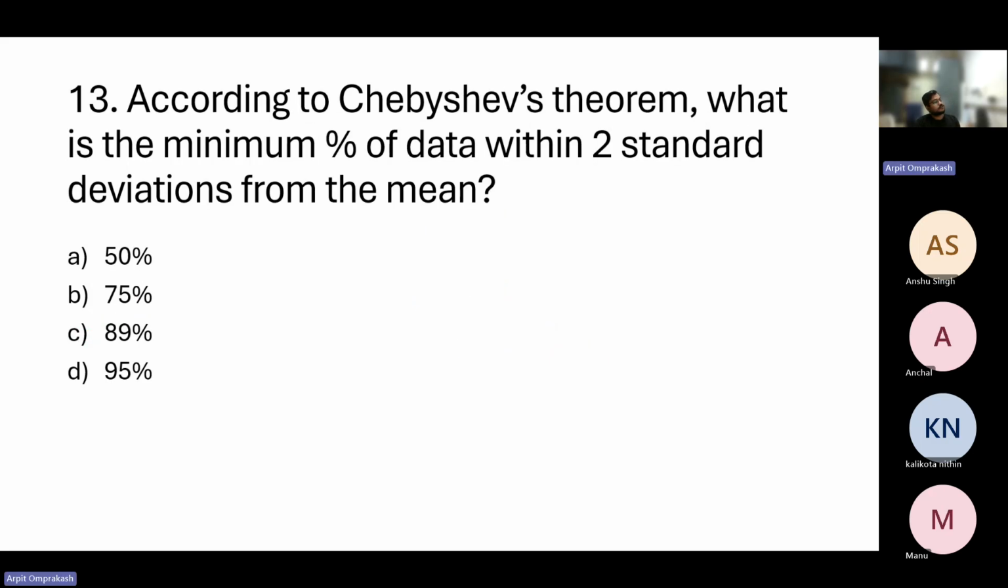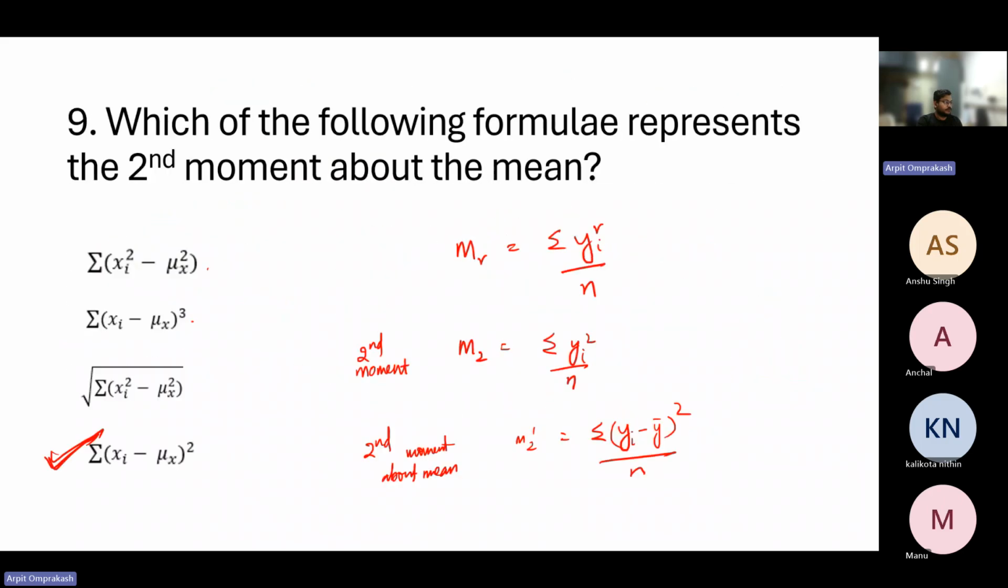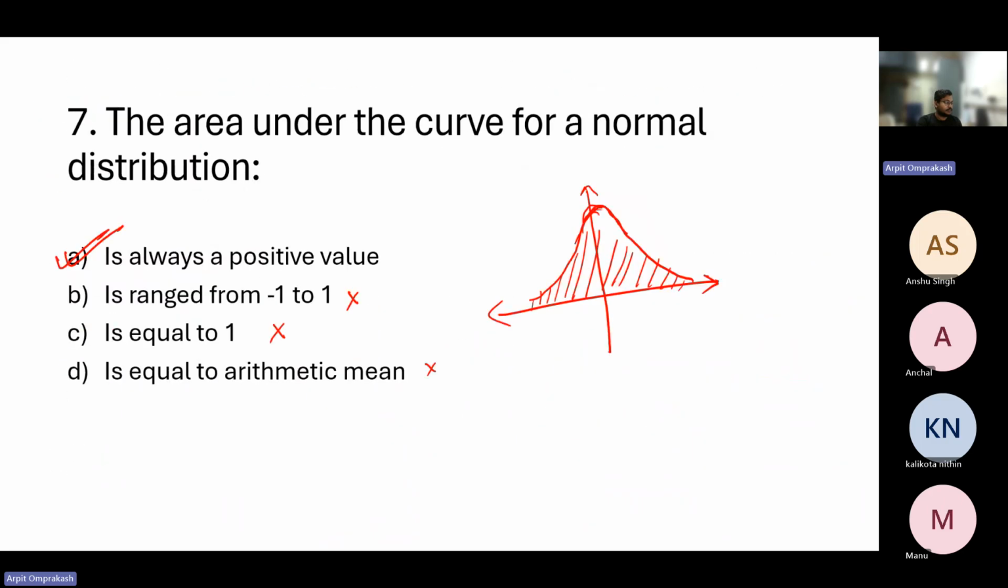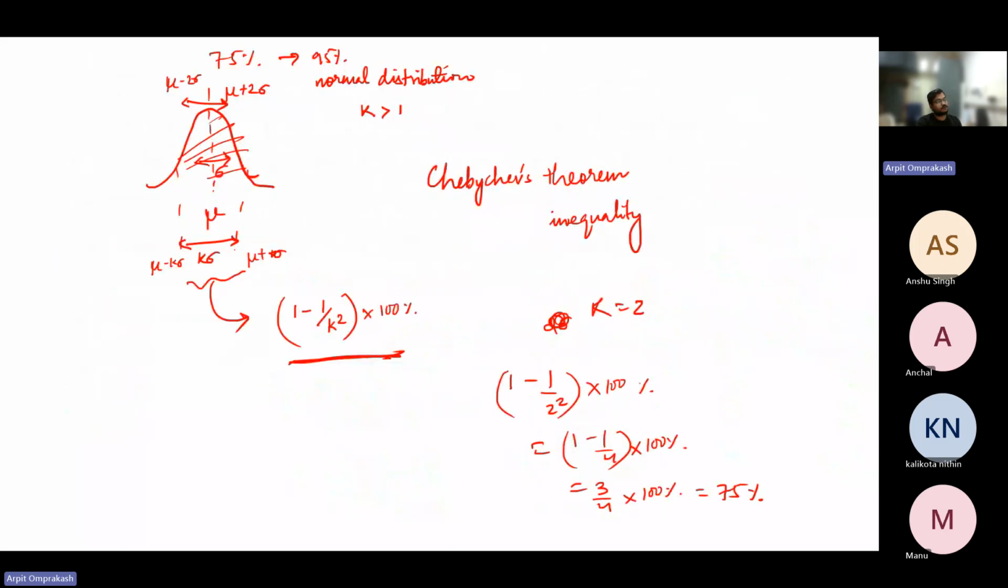According to Chebyshev's theorem, what is the minimum percentage of data within 2 standard deviations in between? So we have done this before. There are not a lot of different variations you'll get on these questions. It will mostly be 2, 3, 4, or 5. So in the case here, we have considered k is equal to 2, and it turned out to be 75%.